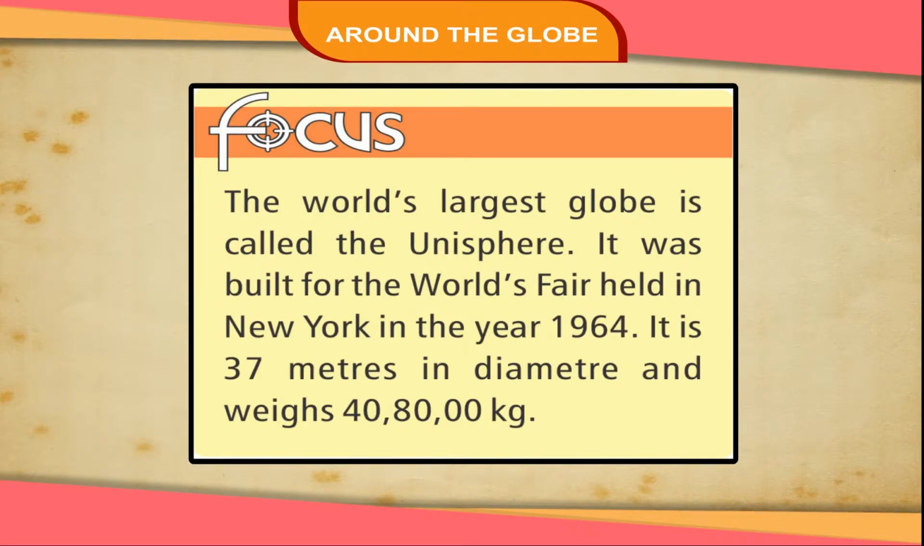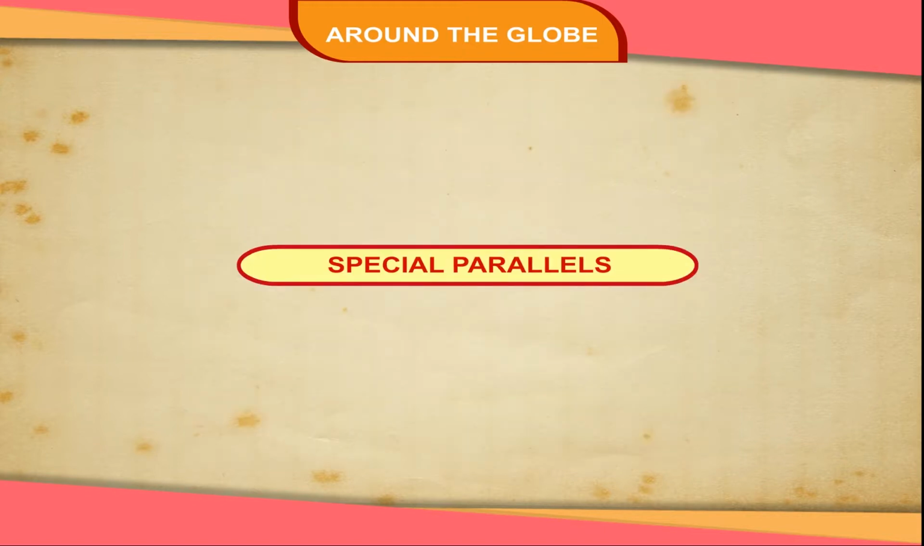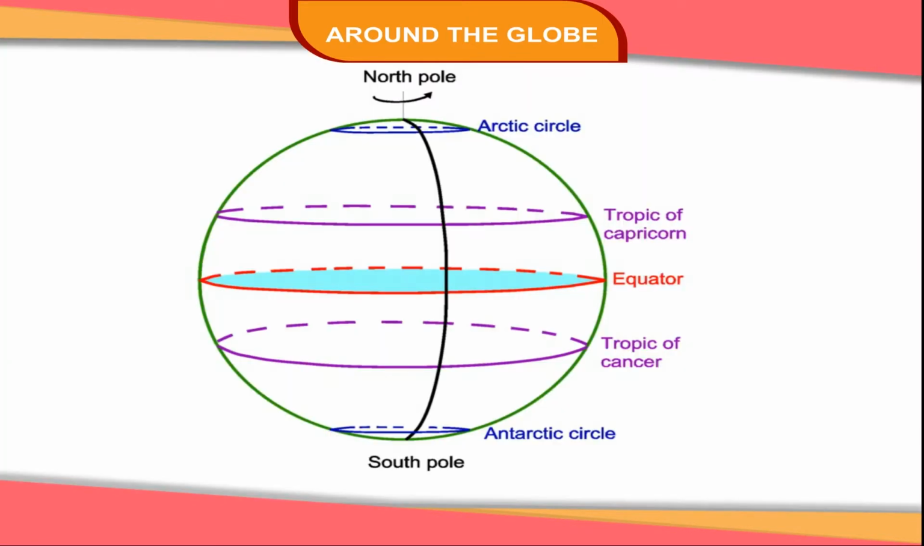Focus. The world's largest globe is called the Unisphere. It was built for the World's Fair held in New York in the year 1964. It is 37 meters in diameter and weighs 408,000 kg. Special parallels. There are 4 special parallels or latitudes apart from the equator and the poles.